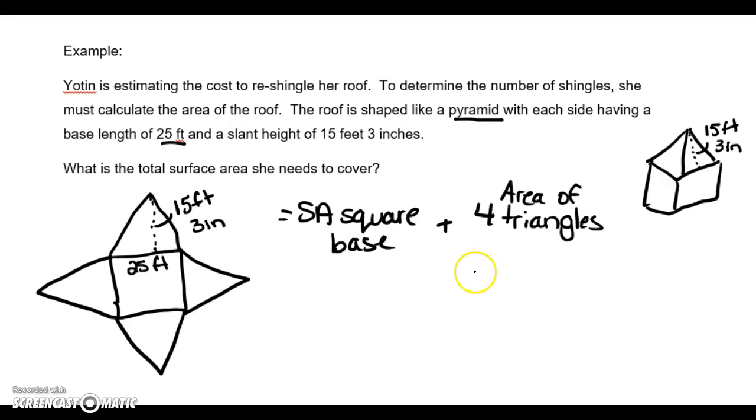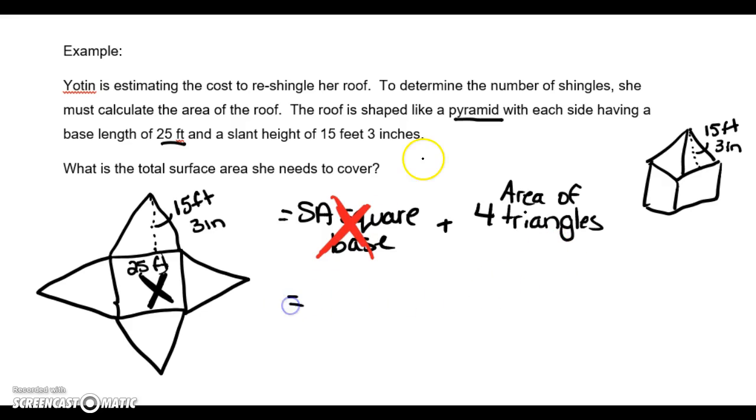But in this case, when we're talking about shingling a roof, you don't want to shingle the bottom of that roof, or what we consider the ceiling inside that house. That wouldn't make sense. It's not cost efficient. It would serve no purpose to shingle this little base. So we're not actually going to look at the surface area of that square base. Really, we're going to look at adding up the area of each of those 4 triangles.